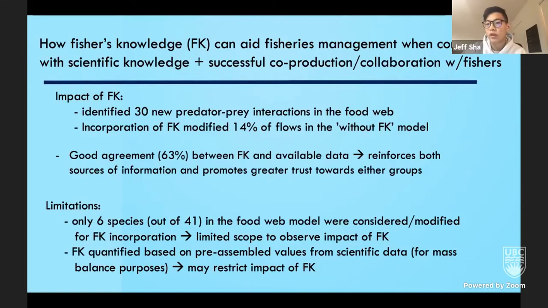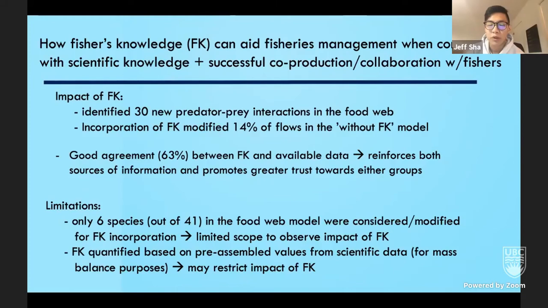Moving on, there were two limitations pointed out in the study. One was that only 6 out of 41 species in the food web model were considered and modified for the fishers' knowledge incorporation, which limited the scope to observe the impact of fishers' knowledge on the entire food web and ecosystem. The second was that fishers' knowledge was quantified based on resampled values from scientific data, and this restricted the impact of fishers' knowledge, as it tied everything down to essentially scientific data and restricted being able to fully incorporate the effects of fishers' knowledge in the ecosystem.